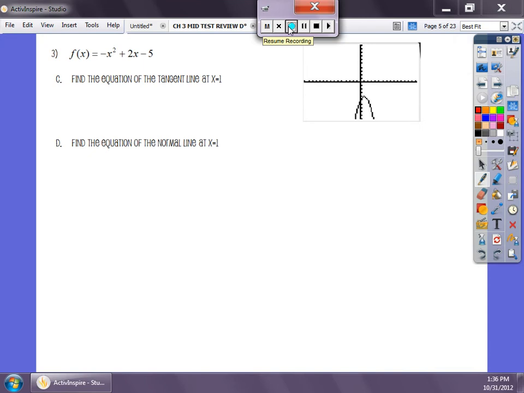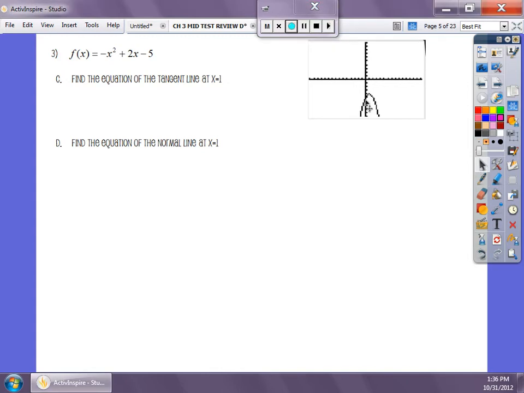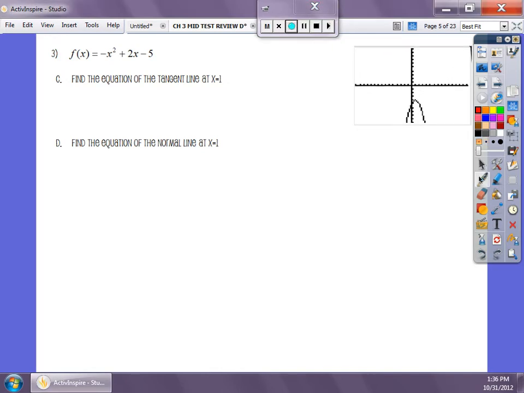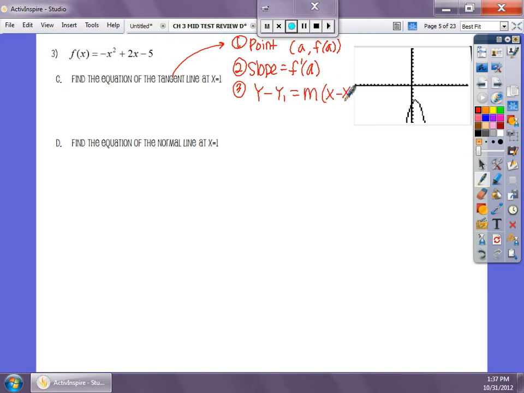So for this problem here, I'm going to take the function and find the equation of the tangent line at x equal to 1. So what I did here was actually give you a picture of the graph. To do a tangent line, you're going to need a point at x equal to a, comma, the y value, which is f of a. Second thing you'll need is the slope, and we find that by taking the derivative and putting the a value into the function. And then part 3, you're just going to put it into the point-slope form of a line.